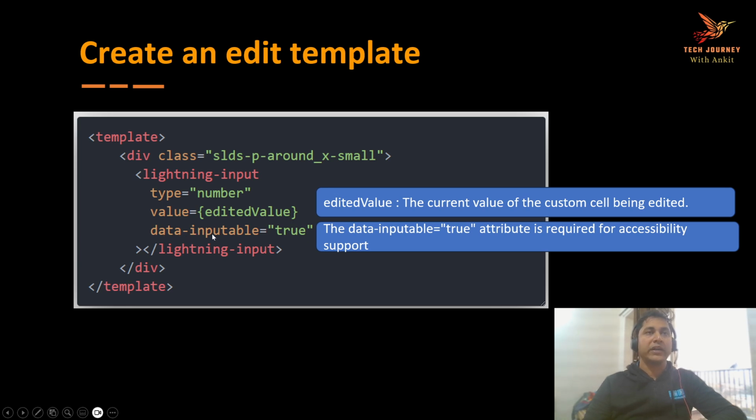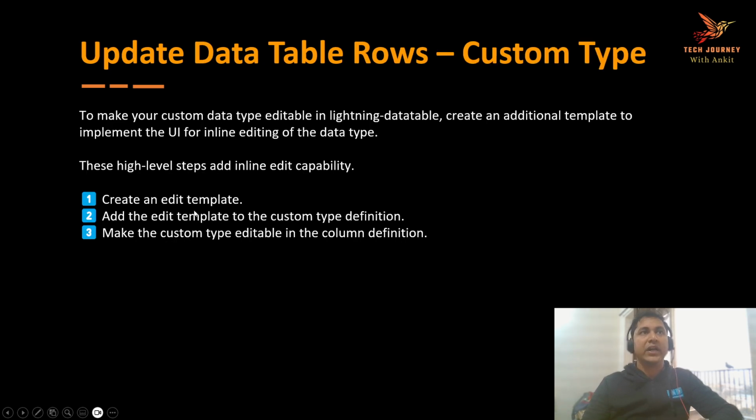Next thing that you have to do here is, you have to go and specify another property and define it as true. That property name here is data input table, right? This property is required so that your data table can edit this particular input. So here you have to specify that data input table is equal to true. Again, I'm repeating, you have to create the edit template and specify the value as well as the data input table is equal to true. This is the first step that you will be doing.